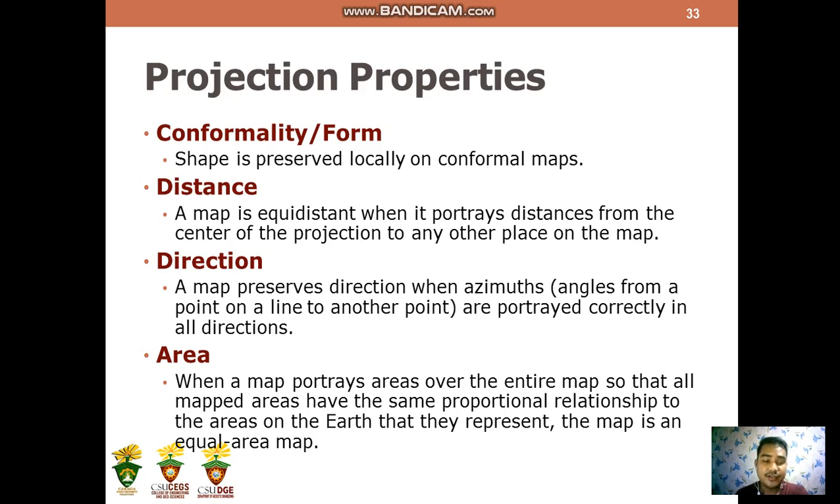For direction, a map preserves direction when azimuths or angles from a point on a line to another point are portrayed correctly in all directions. So what it preserves is the direction. And for area, when a map portrays areas over the entire map so that all map areas have the same proportional relationship to the areas on the earth that they represent, the map is an equal area map. Again, from the word itself, it represents area.